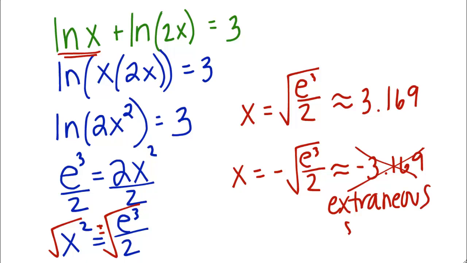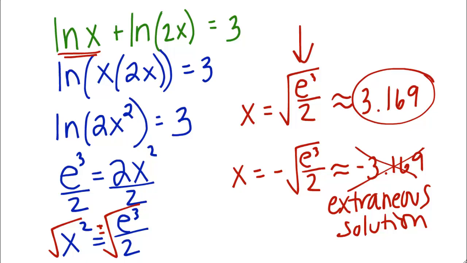We have to be careful because sometimes there will be two solutions that work. But in this case, they're not. This one does work. This is our exact answer. If I just leave it as root e cubed over 2, which is fine. If I wanted to approximate that with the help of my calculator, I would write that as 3.169.